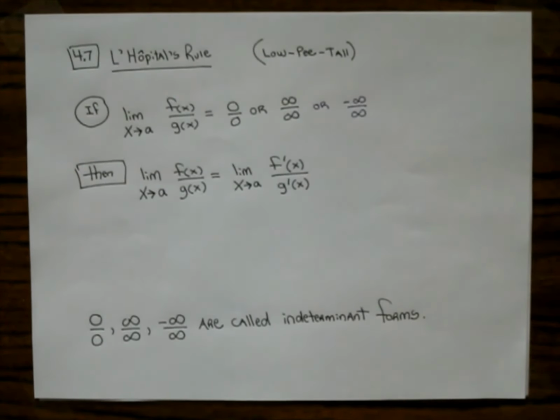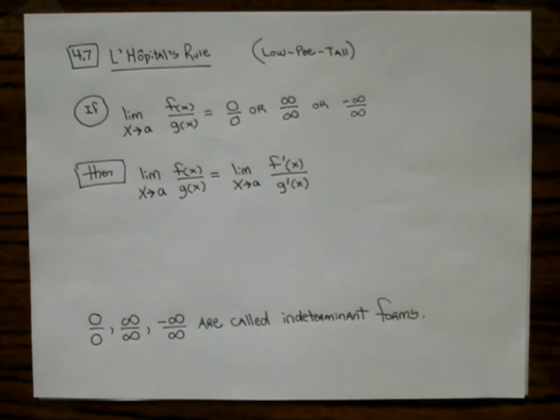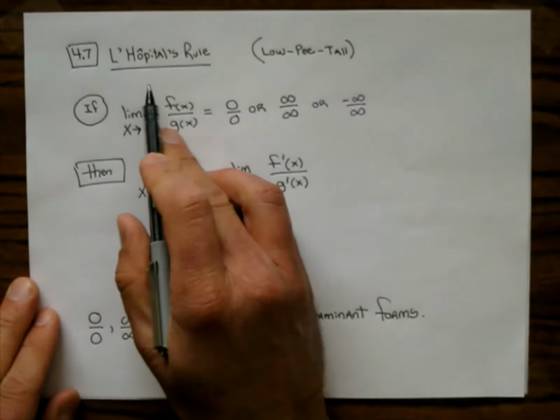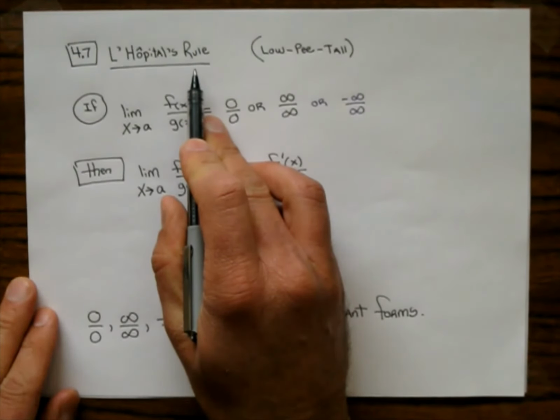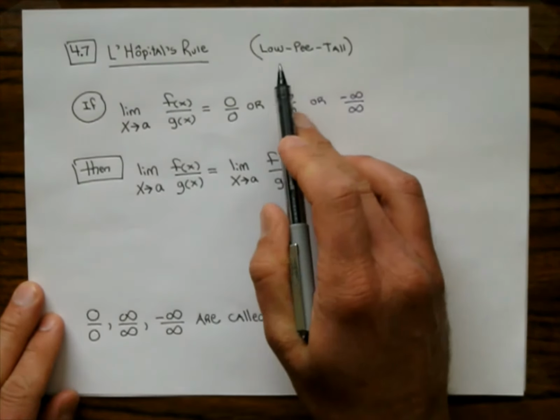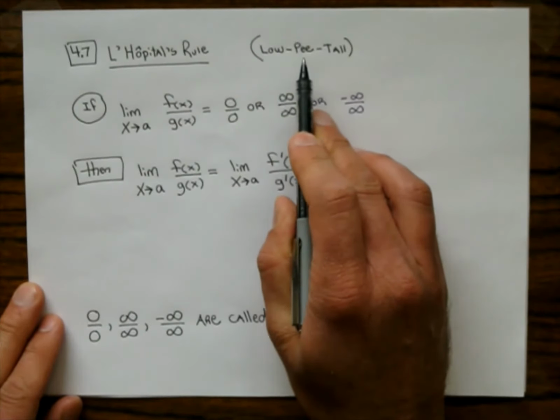I'm Joe Vasta, and we are going to cover 4.7. This is called L'Hopital's rule. L'Hopital was a person, so you would say his name L'Hopital.